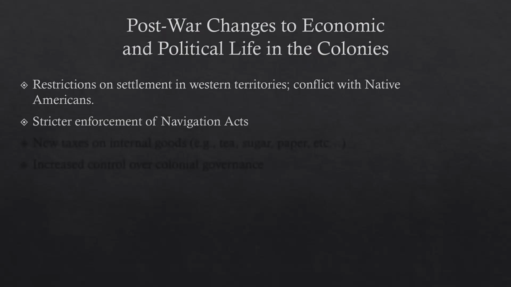And a particularly resented navigation law was that smugglers who were caught in the act would be taken back to London for their trial. And that was a huge offense because they would not have a jury of their peers. They wouldn't be judged by their fellow colonists. They'd be judged by strangers living back in London. So that was a particular problem that the colonists had with the Navigation Acts.